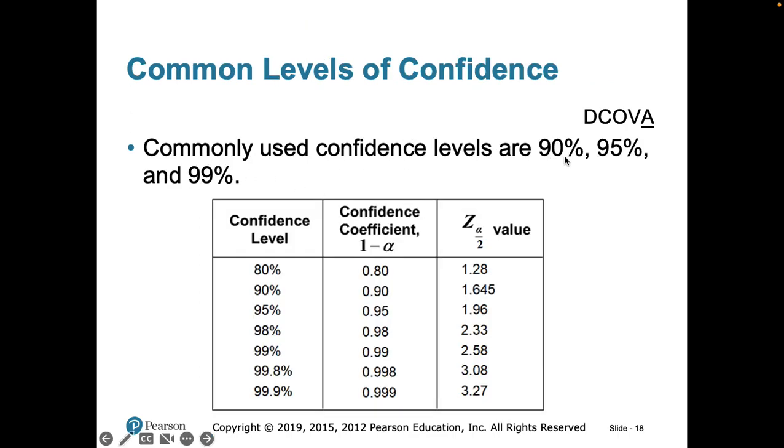Again, the most common one is going to be 95. You can do 90, you can do 99. Here are some confidence coefficients, right? So if the confidence level is 80%, the confidence coefficient will be 0.8, 1 minus alpha. In this case, the Z value of alpha is 1.28.